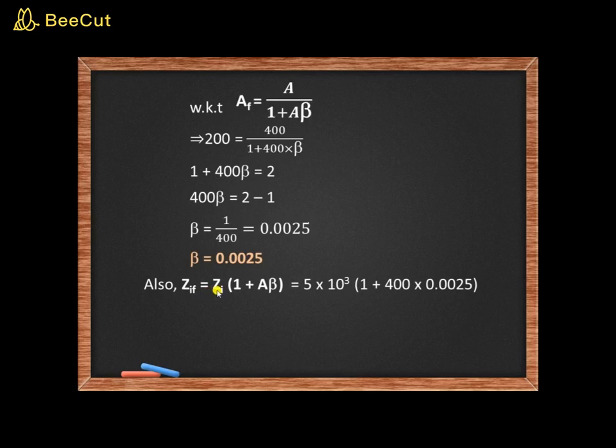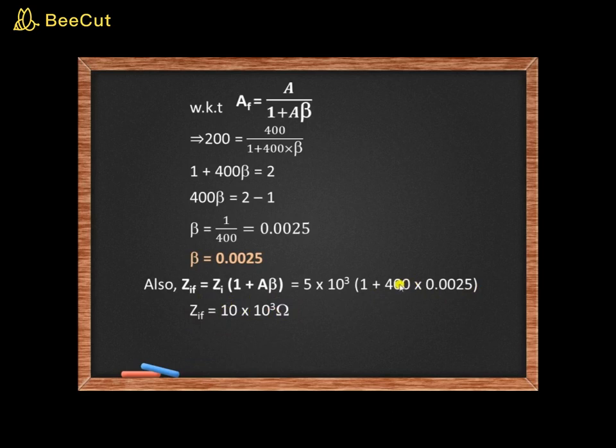So now by using this beta and A, let us calculate ZIF, and we know that ZIF is equal to ZI into 1 plus A beta. Here they are given ZI as 5 kilo ohms, that is 5 into 10 power 3 into 1 plus A is 400 and beta we just now calculated, that is 0.0025, and it comes around 10 kilo ohms.